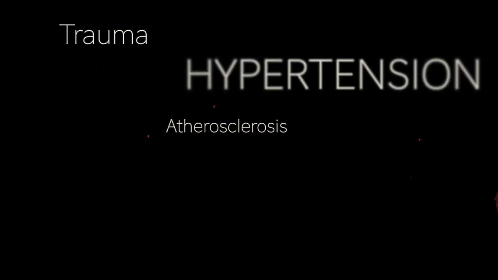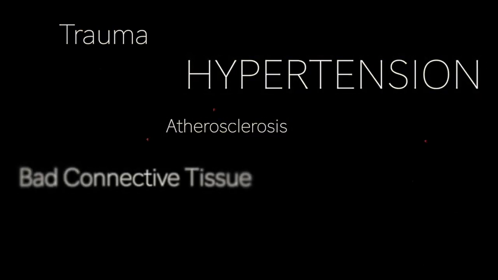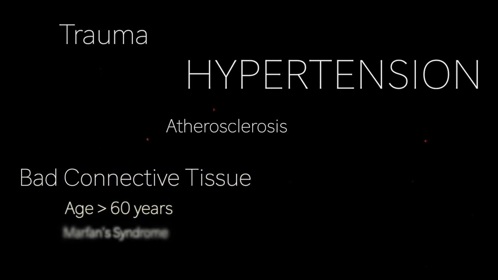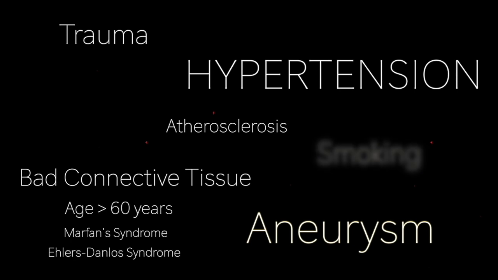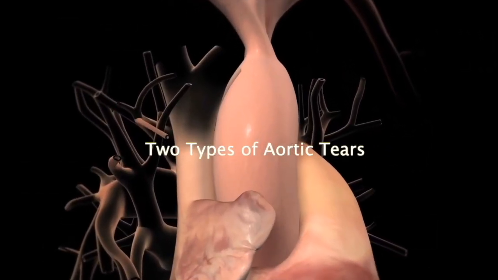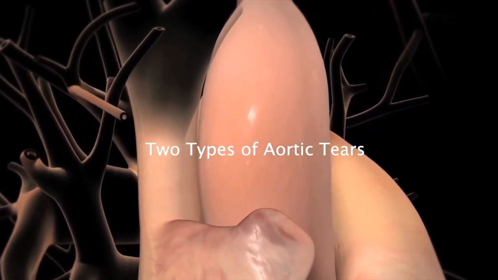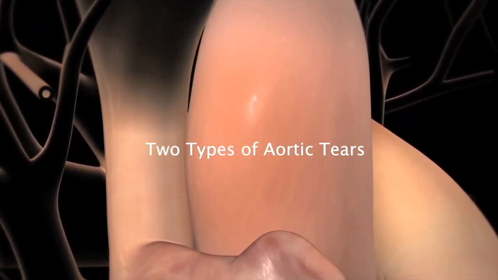When an area of the wall vessel gets too weak, it can tear. Tears in the aorta are caused by trauma, atherosclerosis, hypertension, poor connective tissue from age or Marfan's or Ehlers-Danlos syndrome, aneurysms, and smoking. There are two types of tears the aorta can experience.